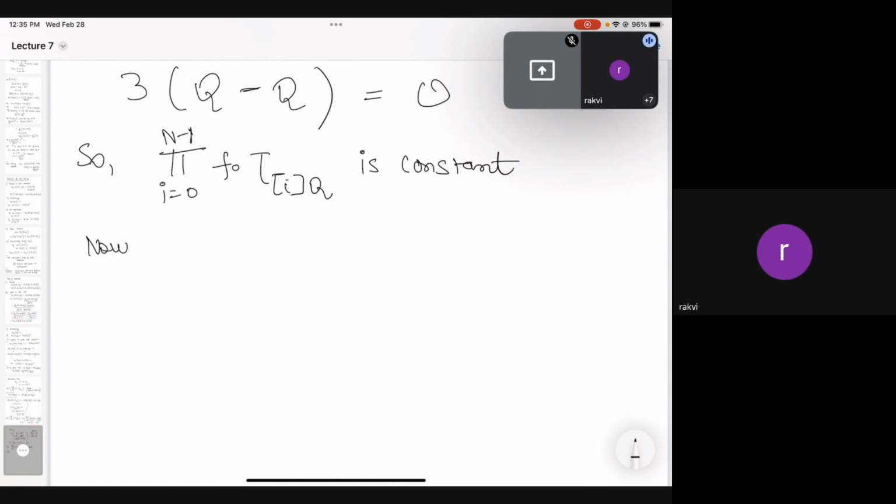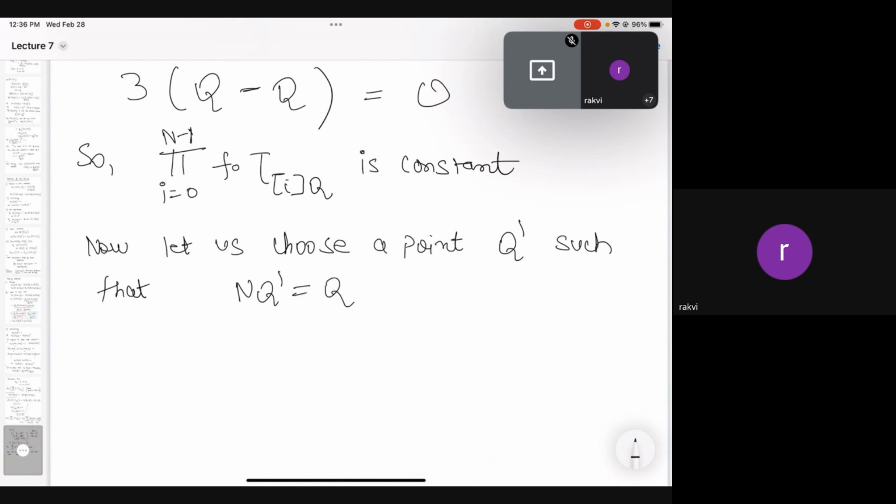Okay, so now we are almost there. So now let us choose a point q bar that satisfies n times q bar is equal to q. So I'm choosing this point. It can be the same as what we did before. I just wanted to recall. So q bar is our chosen point so that this condition is satisfied.